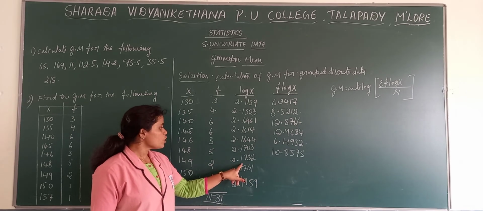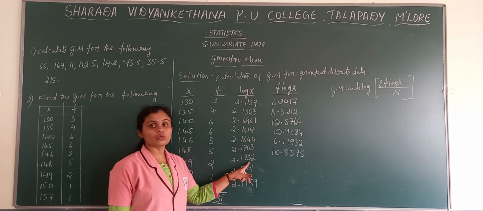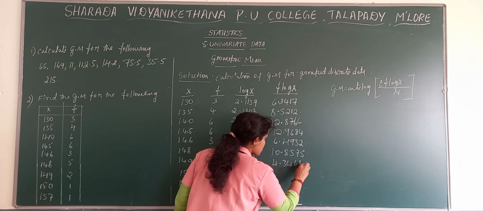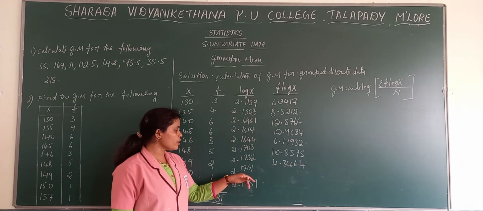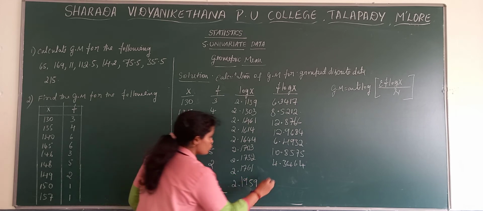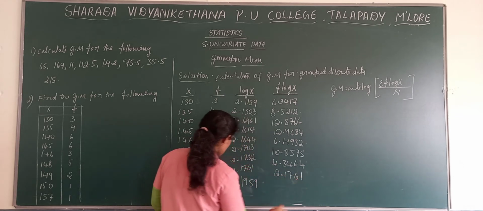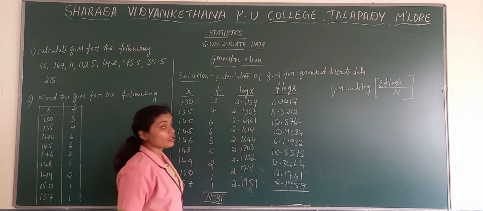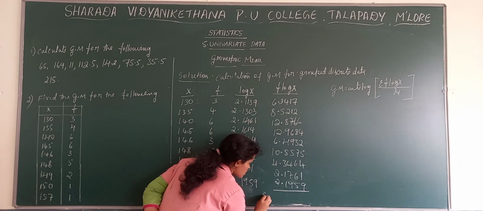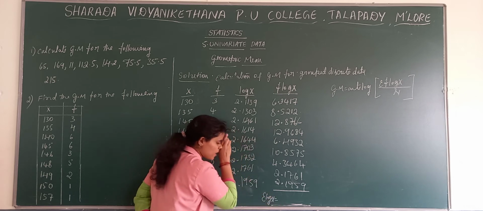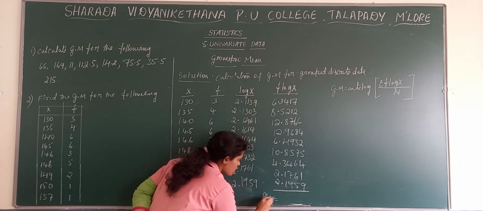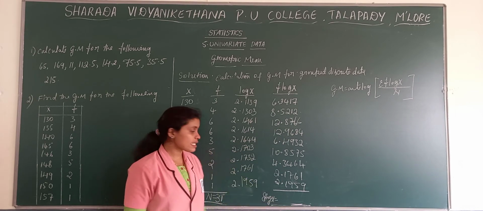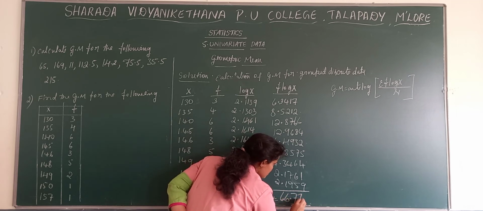Next one, 2 into 2.1732, there you get 4.3464. Next, 2.1761, there you get 2.1761, and last one once again 2.1959. Now see, what is this column? Sorry, not log x, it is f log x. Sigma f log x. When we total it, we get the value as 66.771.